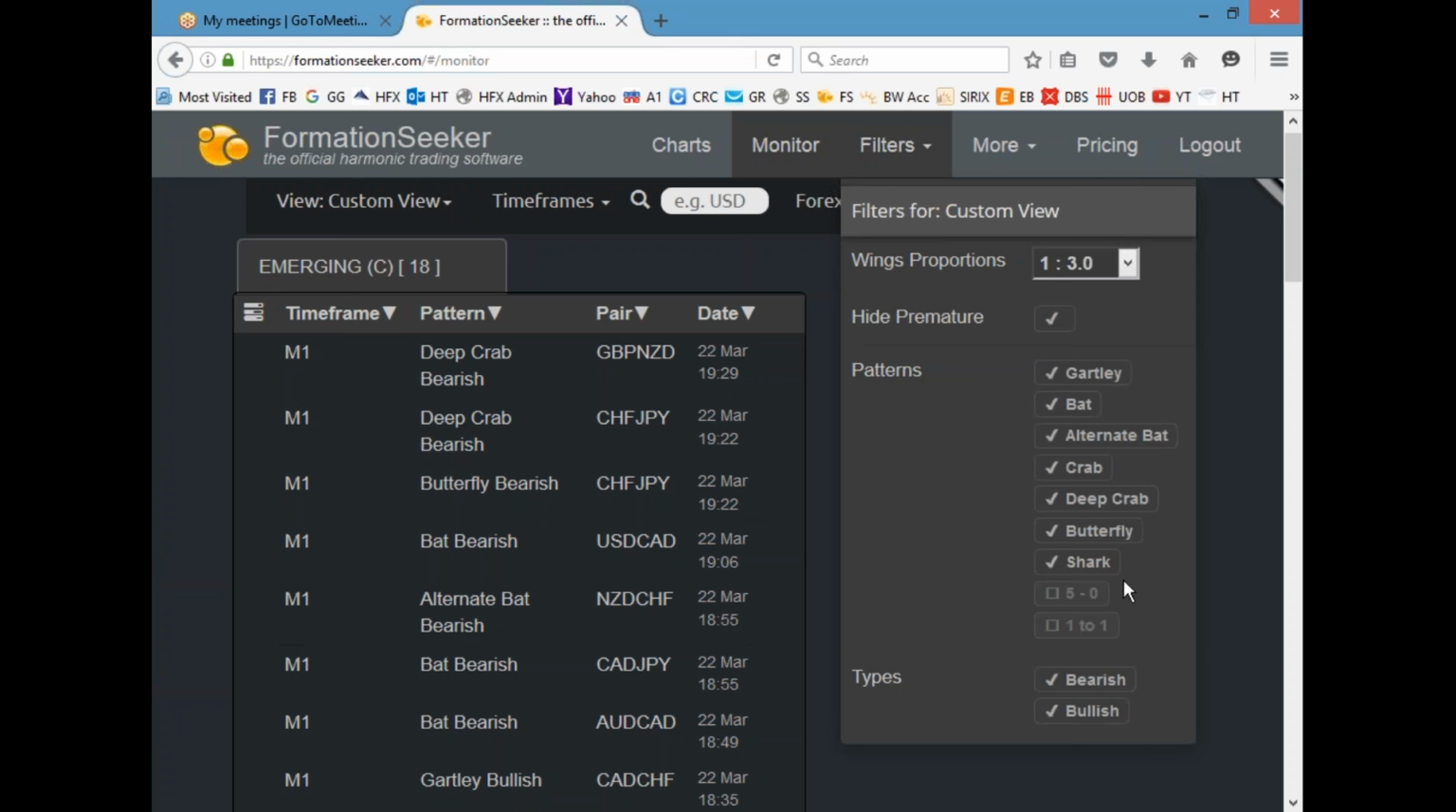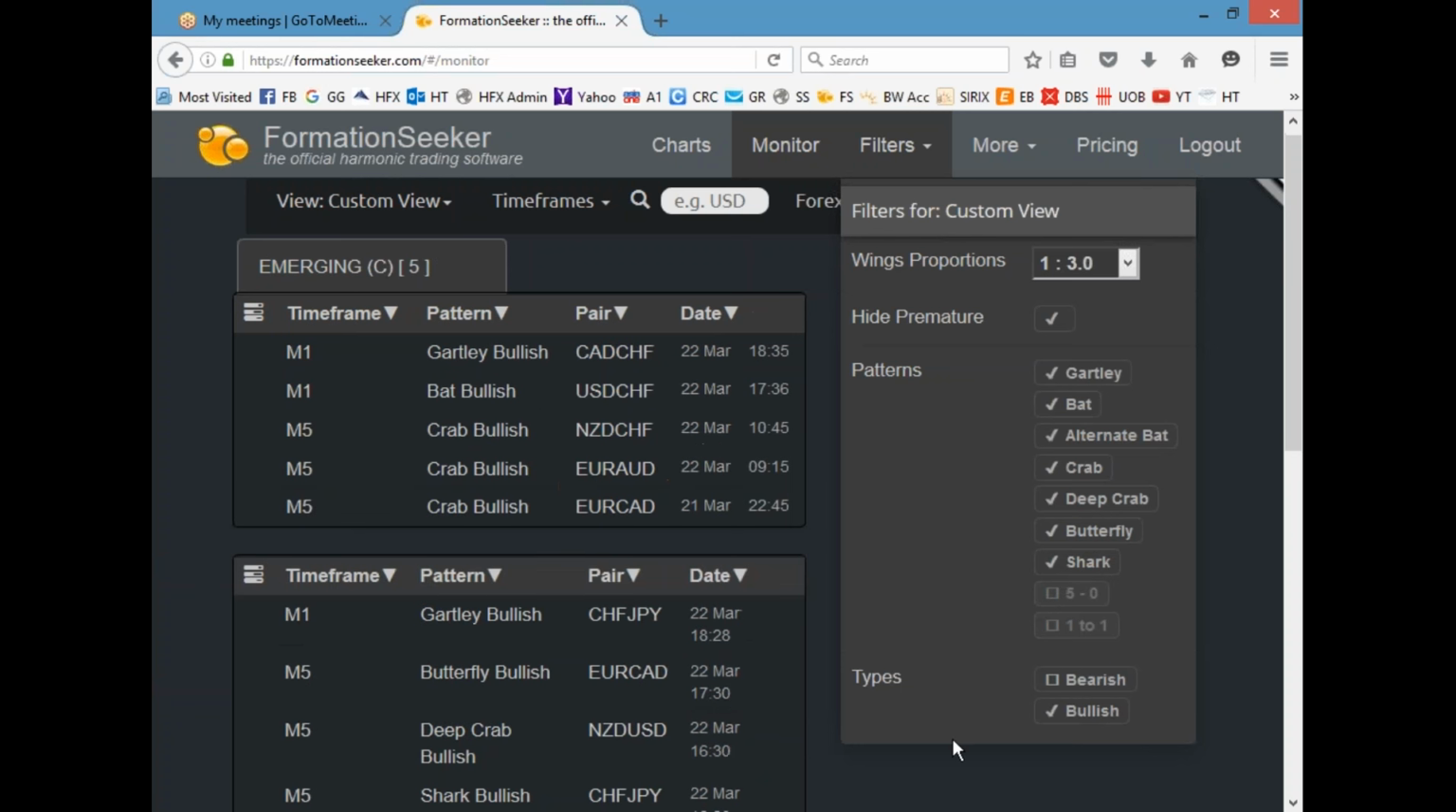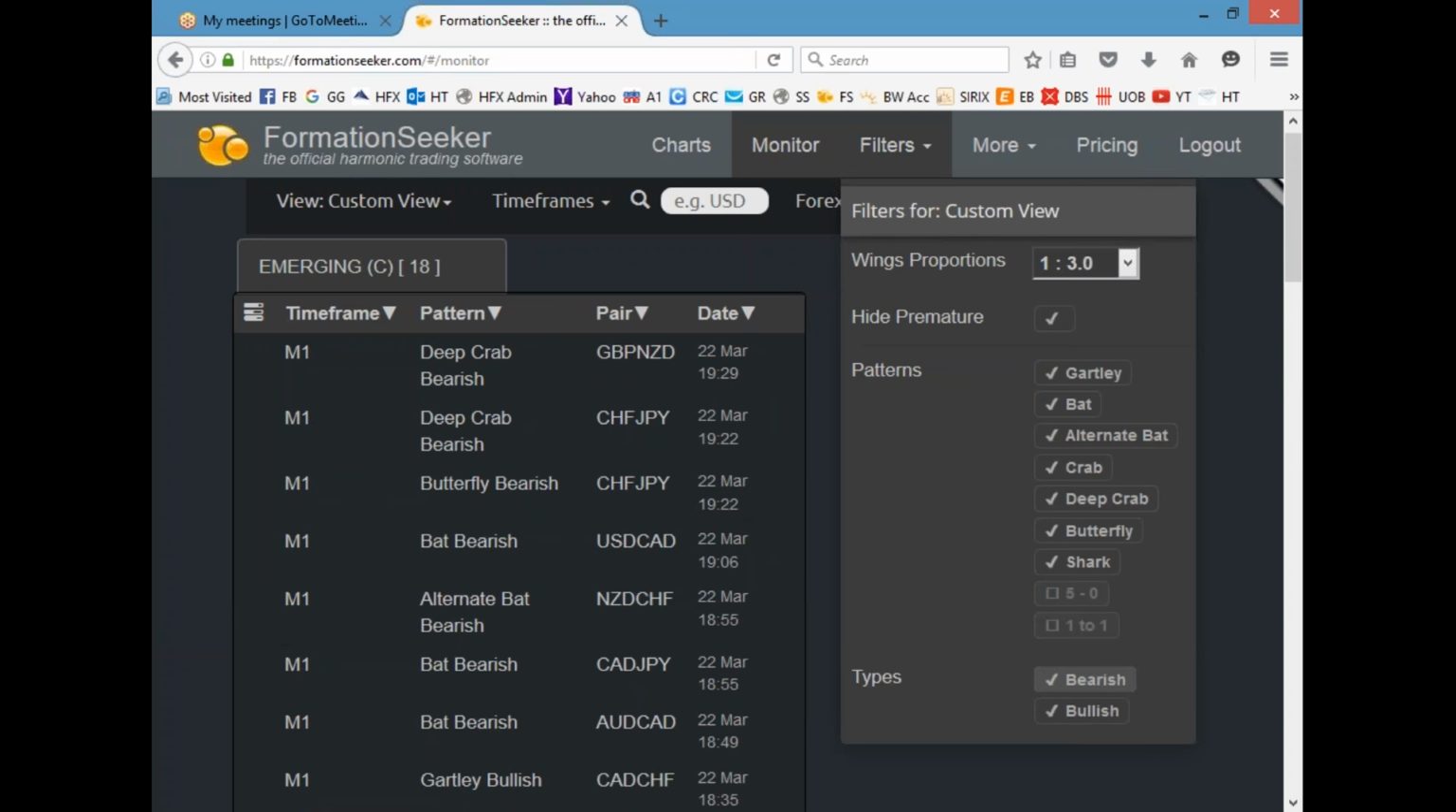If you don't like the shark, you can take out the shark and trade the rest. If you only like to buy, or you feel that selling is bad luck to you, you can just say, show me only the buying opportunities. Or maybe you cannot see upside down. When I started trading, I had that problem. I could only see buy opportunities because my head wasn't fully configured. But now you can see both.